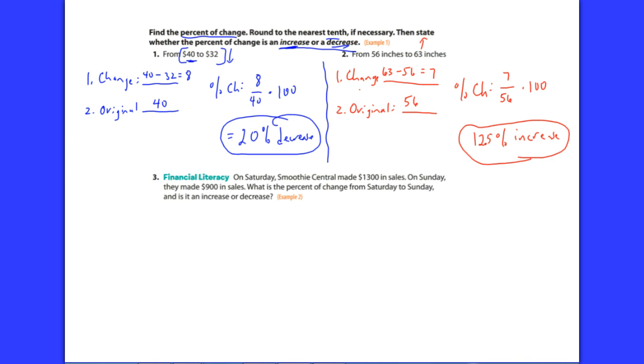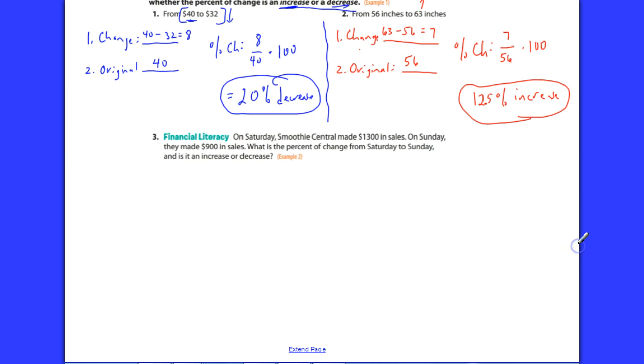Let's wrap up number 3, and then I'll do one more video to explain percent of error. Do those examples. Again, this just gets easier and easier as we go. On Saturday, Smoothie Central made $1,300 in sales. Sunday, they made $900 in sales. What was the percent of change from Saturday to Sunday? And was it an increase or decrease?